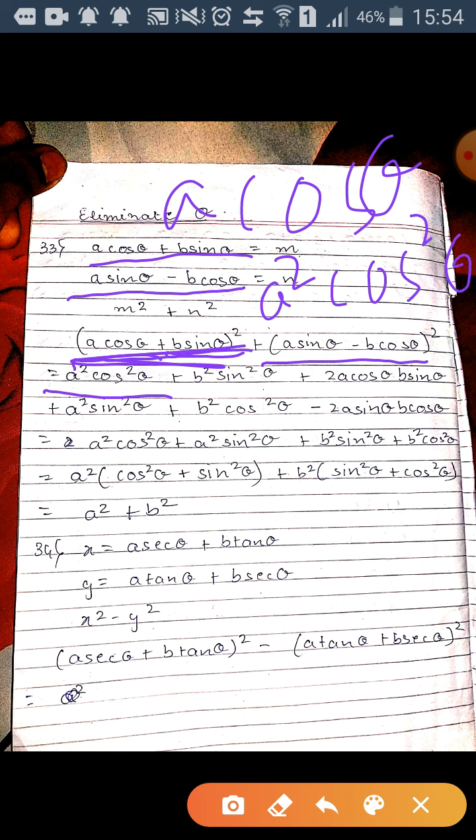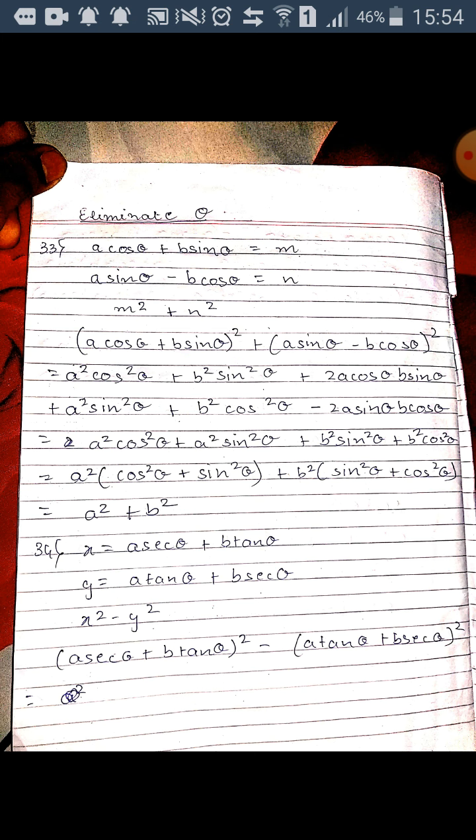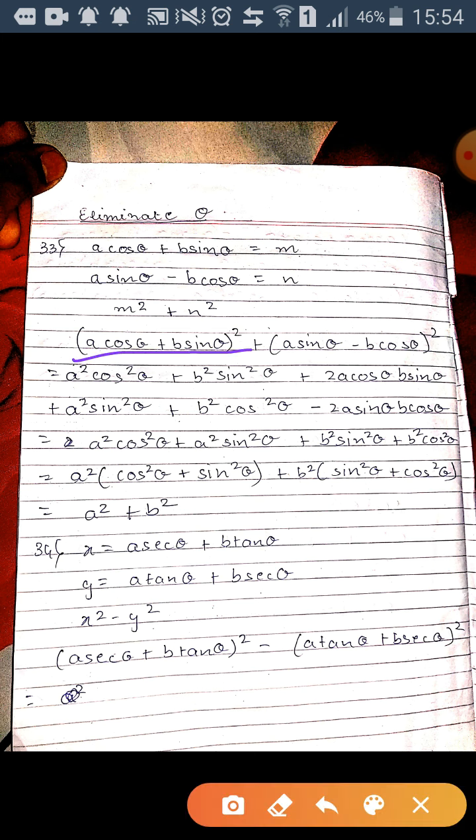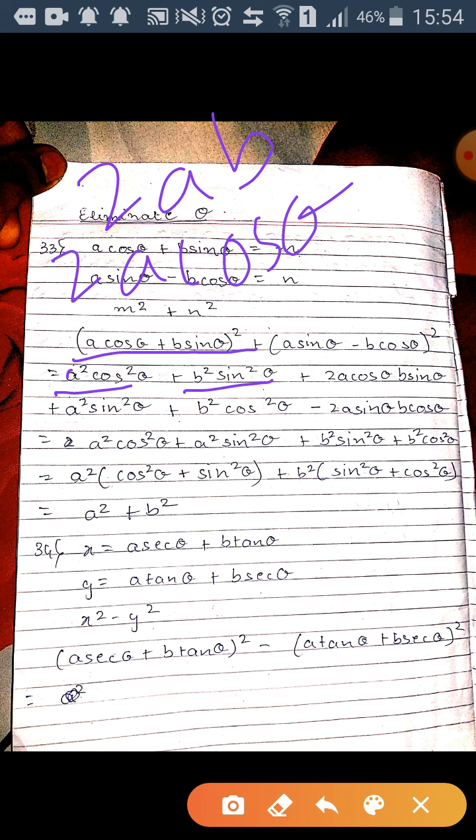B sin theta whole square is b square sin square theta. Yes, and you know a plus b whole square is a square plus b square plus 2ab. So this is nothing but a plus b whole square. You have done your a square, you have done your b square. Now you need to do your 2ab. 2ab is what? 2 into a cos theta into b sin theta. Yes or no? That's what I have written over here.